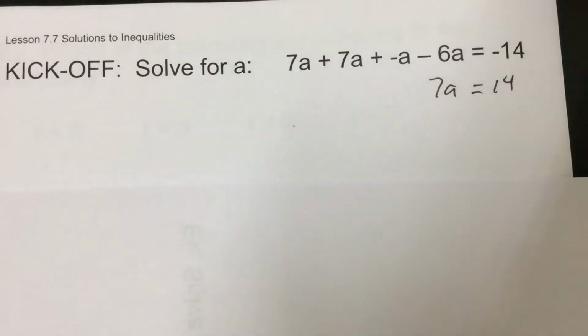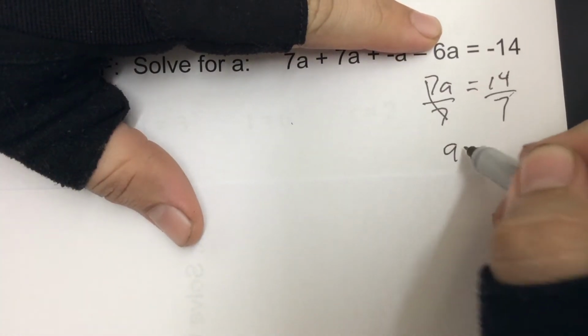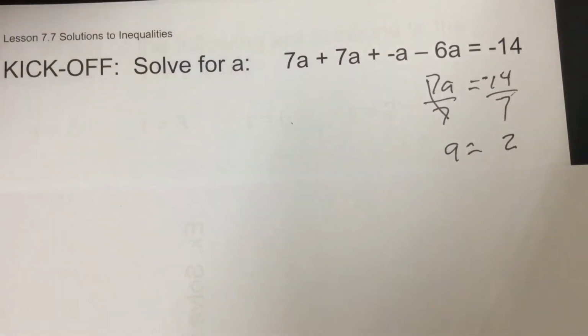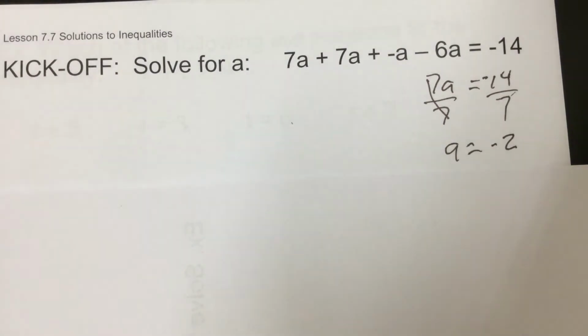Okay. So from there, now we have our equation. So we're going to divide by 7. So A would equal 2, but keep in mind this was a negative. Don't forget about the negative, and a negative divided by a positive then makes it a negative 2. Okay.